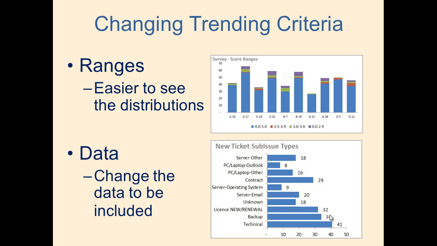The other is the actual data itself that may be used for things like sub-issue types or queues or issue types or sources. By default, when we configure the workbooks, we choose the top 10 areas that have the most tickets. But over time, sub-issue types may change, queues may change, and I'll show you how you can easily change the actual data being used for the trending charts. So we're going to go over to the actual example demo workbook and take a look at these two examples.